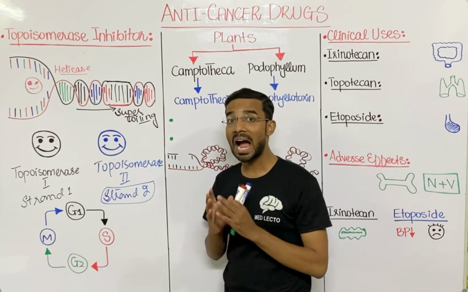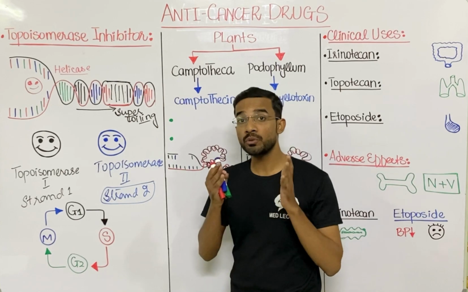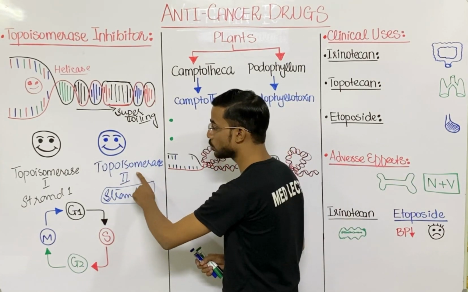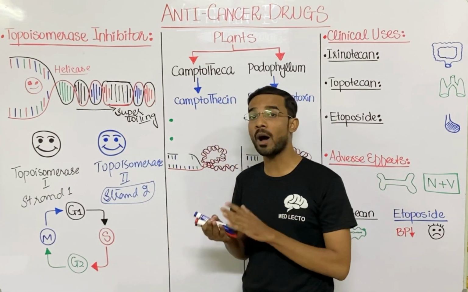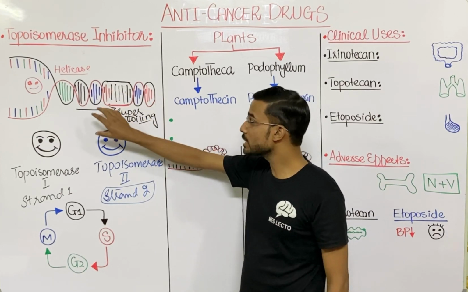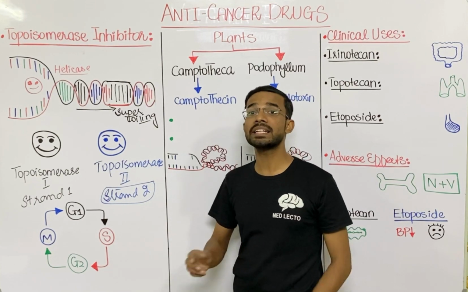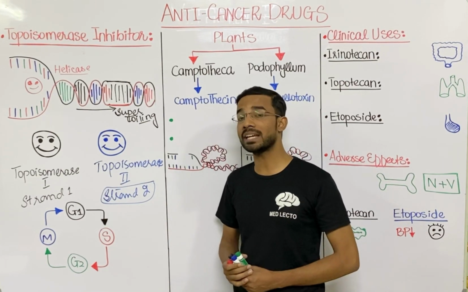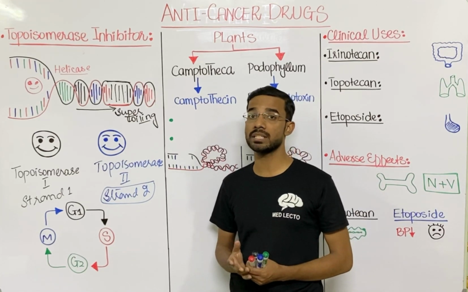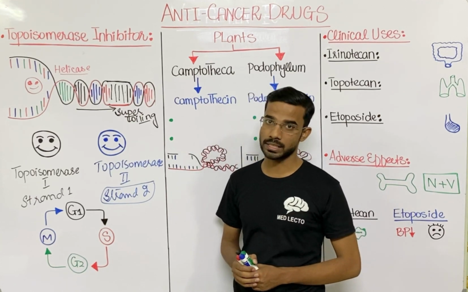So we have to stop the replication of the DNA, and ultimately stop the division of the cell. If we stop these enzymes, topoisomerase I and topoisomerase II, then what will happen? Ultimately the torsional effect will persist, and there is no replication. When there is no replication of the DNA, there is no division of the cell, and that is our main focus in cancer therapy. We just have to stop the division of the cancer cells.